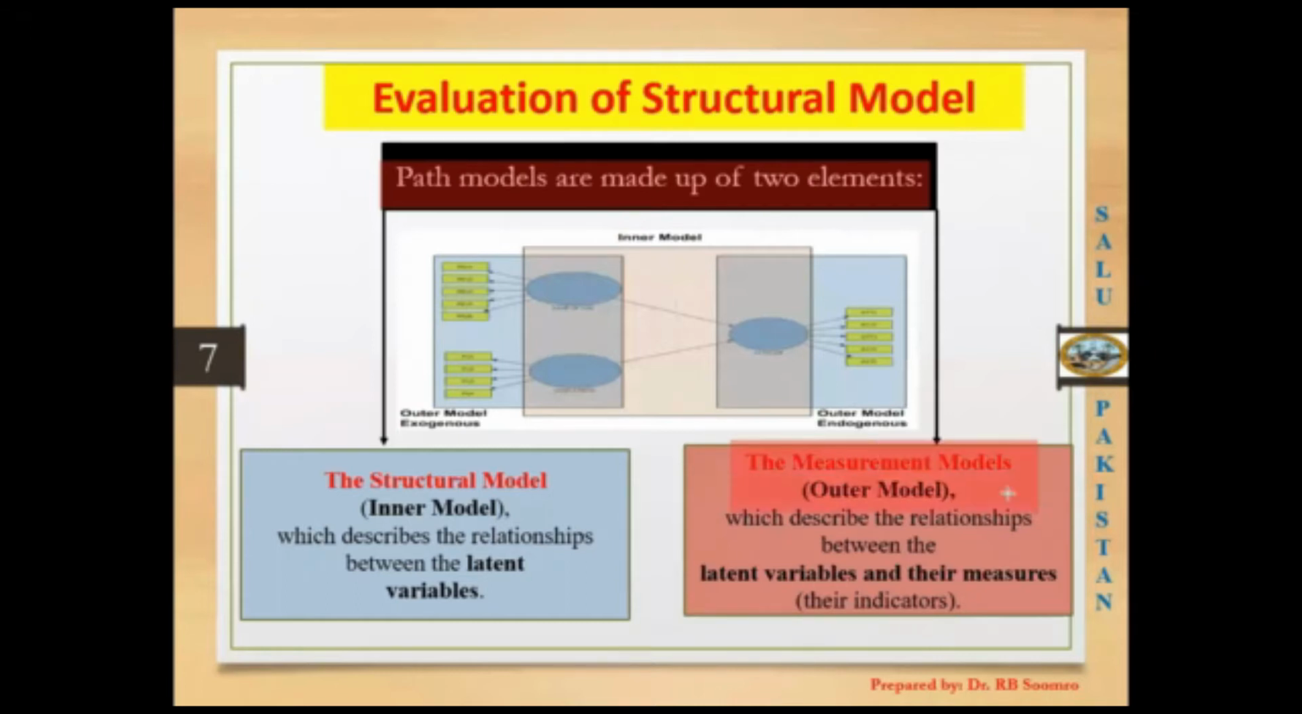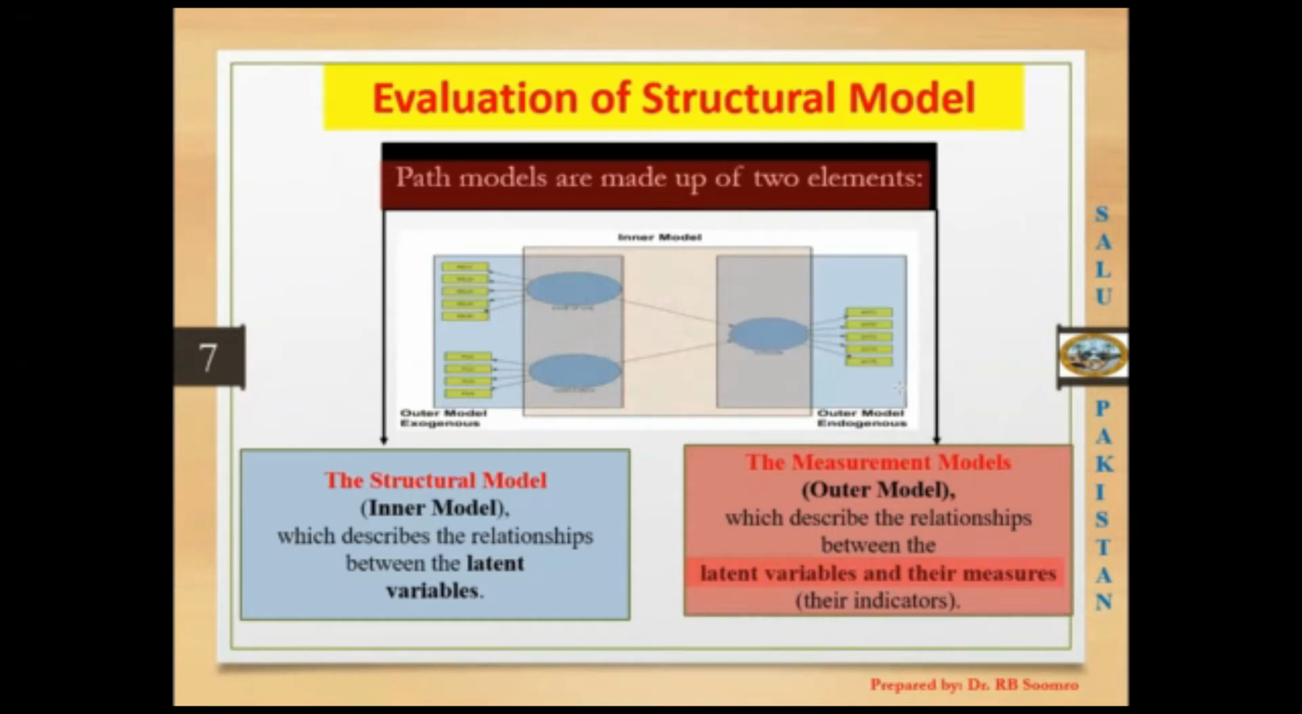The other is the outer model, which we call the measurement model. So this is our measurement model, and this one is also our measurement model. What are these? They describe the relationship between the latent variable and its measures. This is our latent variable, and these are its measures. So in the measurement model or outer model, we are going to check the relationship between one latent variable and the several indicators which are there.